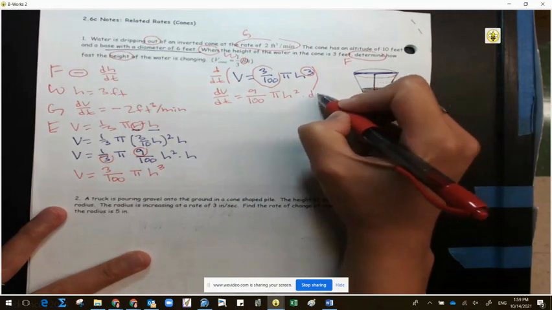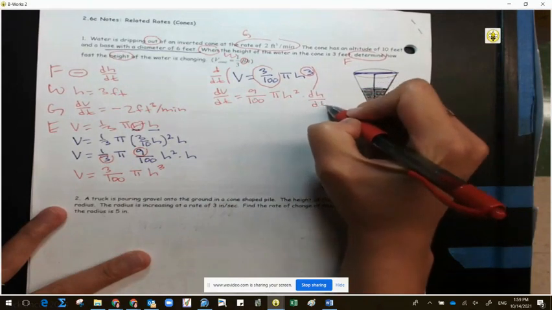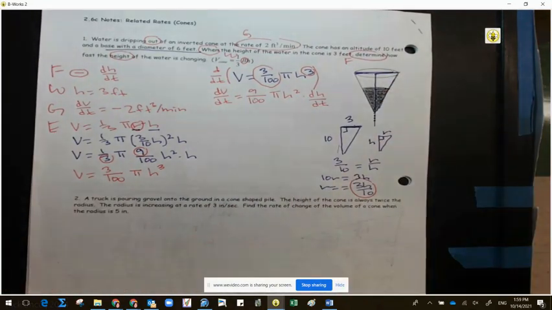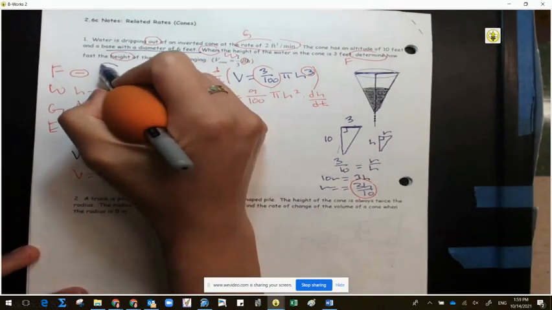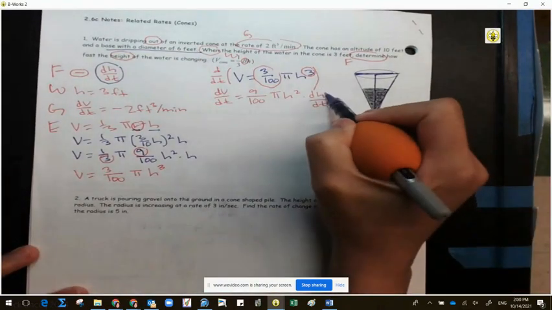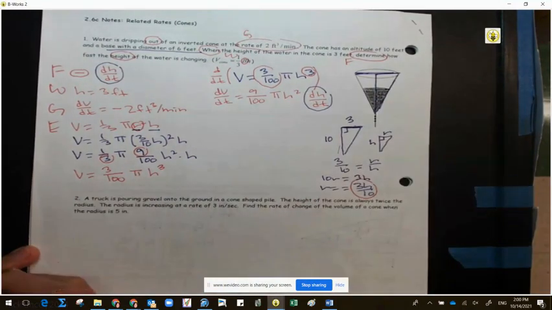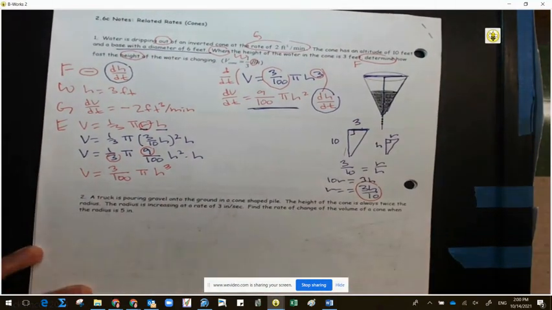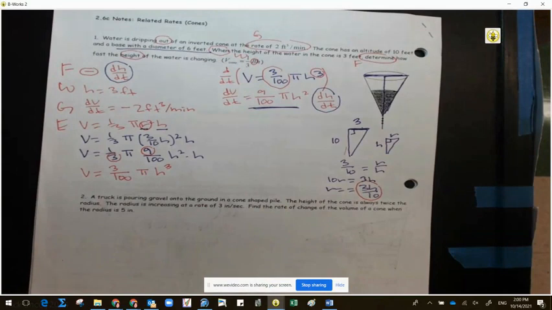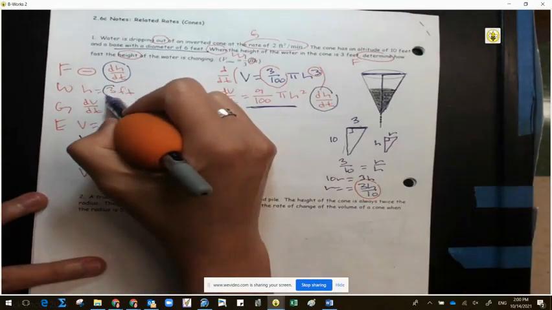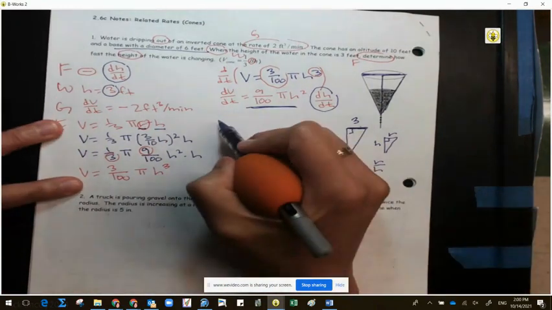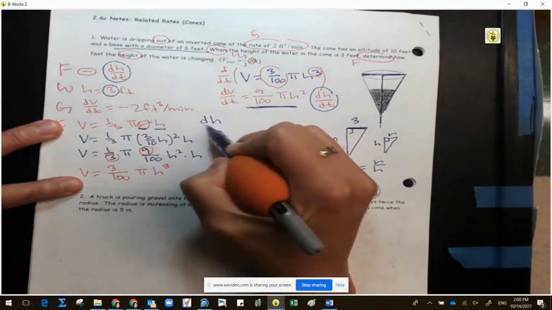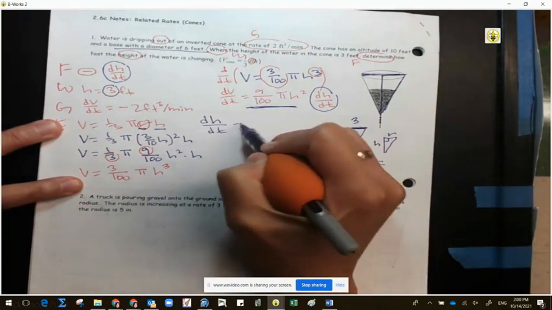And we have to add dh over dt. And let's see what we are actually looking for. My goal is dh over dt, which I have right here. So all I need to do is basically divide it by this guy, correct? Could I now plug in what the h value is? What is my h when? 3. So I'm going to make dh by itself already right here.